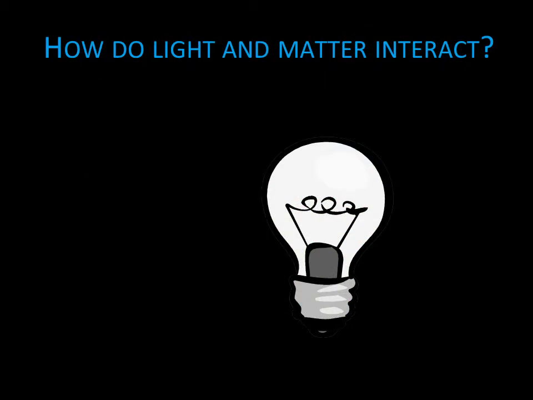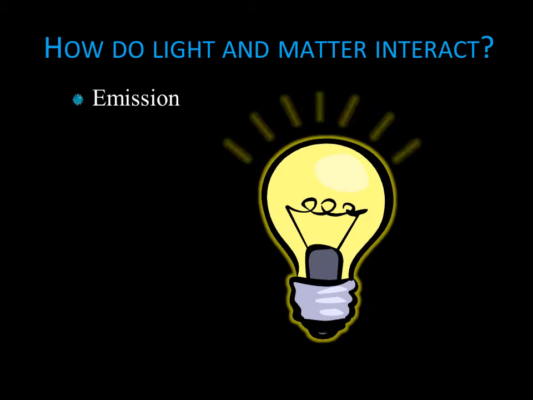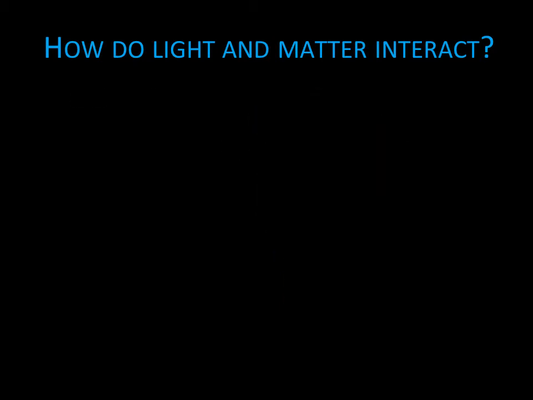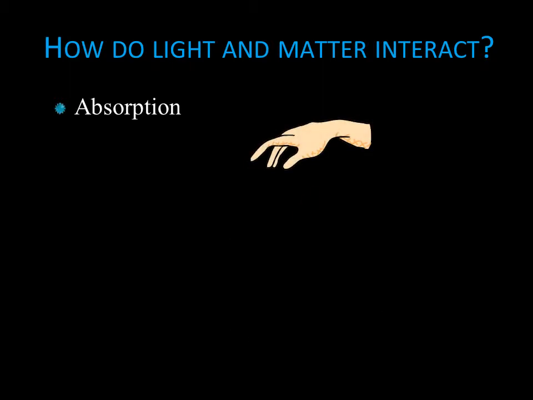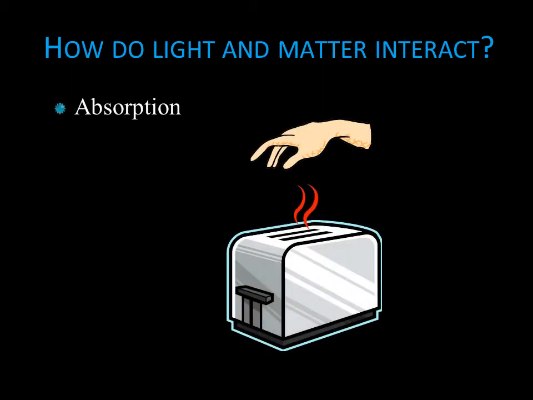Light can interact with matter in four basic ways. One way is through emission. A light bulb, for example, emits visible light. Another way light interacts with matter is by absorption. When you place your hand near a toaster, for example, your hand absorbs some of the light, and this absorbed energy warms your hand.